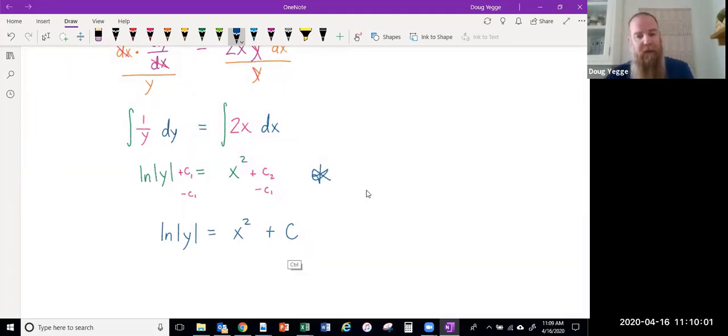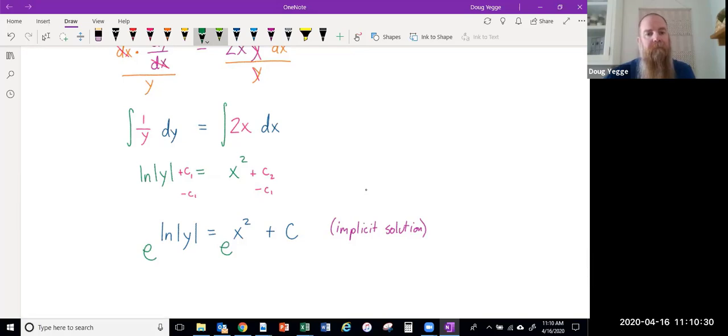Now this right here is technically the solution. This is the implicit solution. Whenever possible, we should always try to solve for y. So that's why we're going to take it a step further. And we're going to take e to the power of both sides to get rid of that natural logarithm, which now means that we get the absolute value of y is equal to e to the power of x squared plus c.